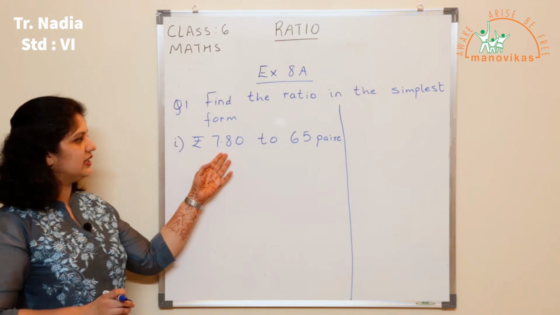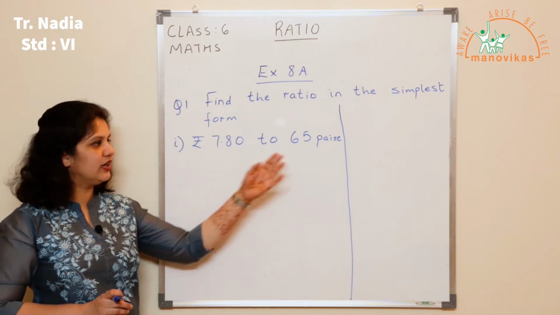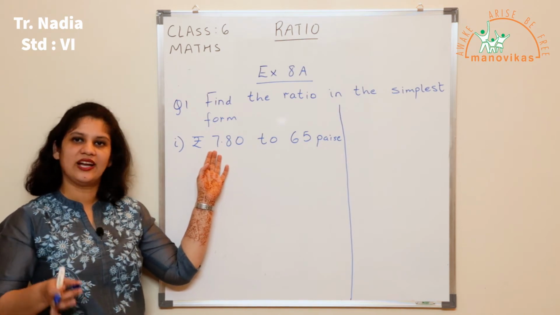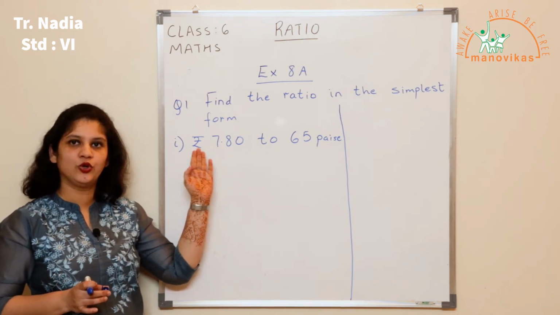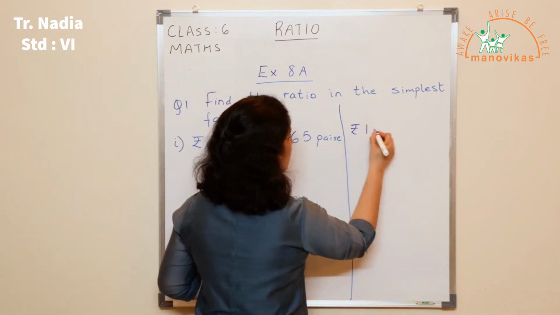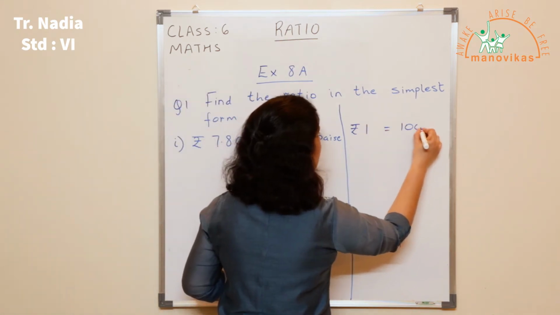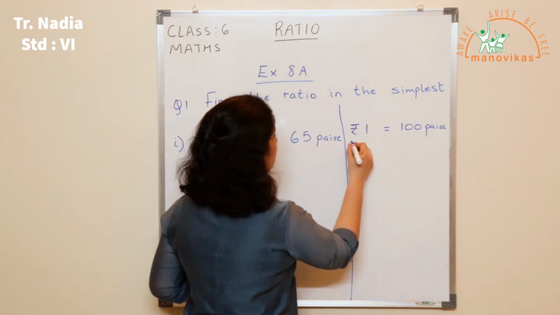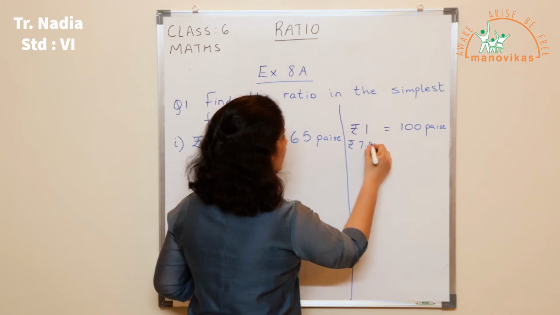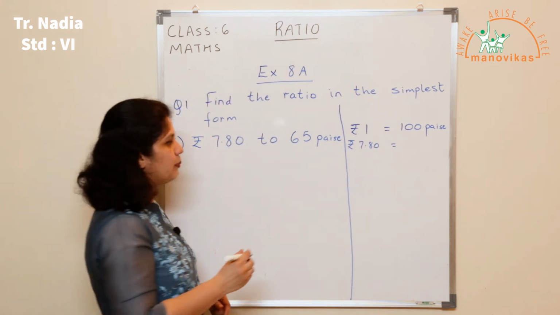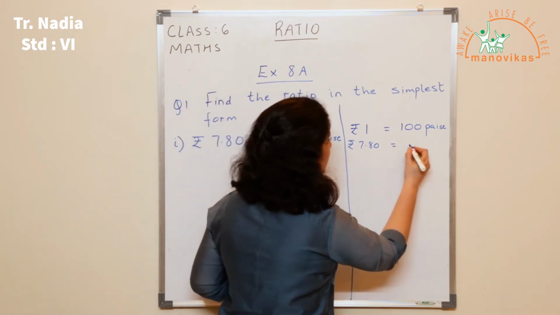Always try to convert the higher quantity. Now here we have paise, here we have rupees. Rupees is the larger quantity, so let us convert the larger quantity to paise. We know that rupee 1 is equal to 100 paise. So how much will be rupees 7.80? If rupee 1 is 100 paise, rupees 7.80 will be how much?